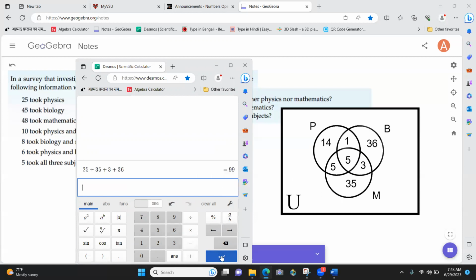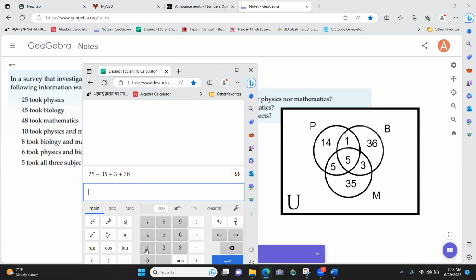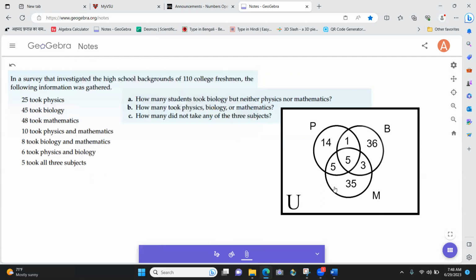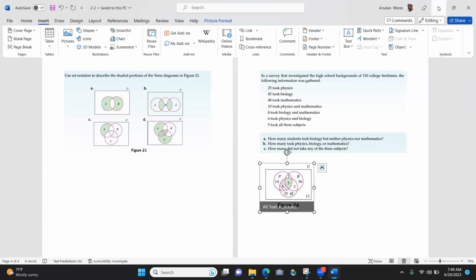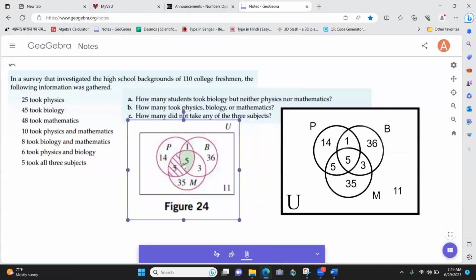I'm getting 99. Now, 110 people were surveyed. From 110, if I subtract 99, I am going to get 11. 11 goes here. And that's important that when you fill out the Venn diagram, you find the number that goes outside. What do they want me to find? Now, I do have the answer from your book because this is an example. I'm going to quickly bring it here just to make sure I didn't mess up too bad. That looks about right. Now I can delete it.